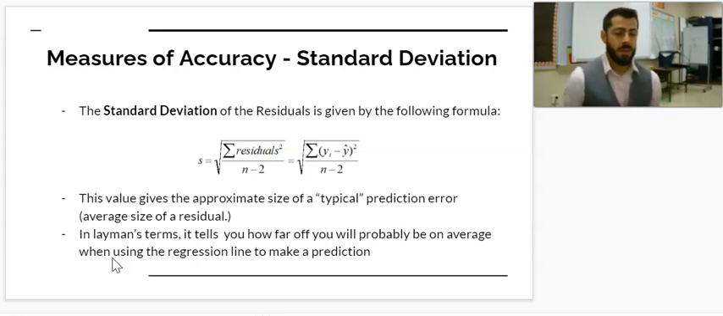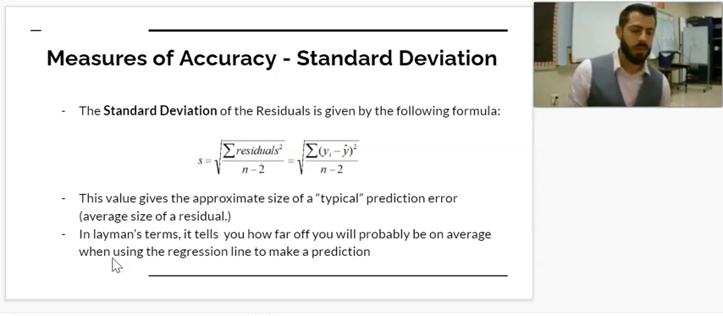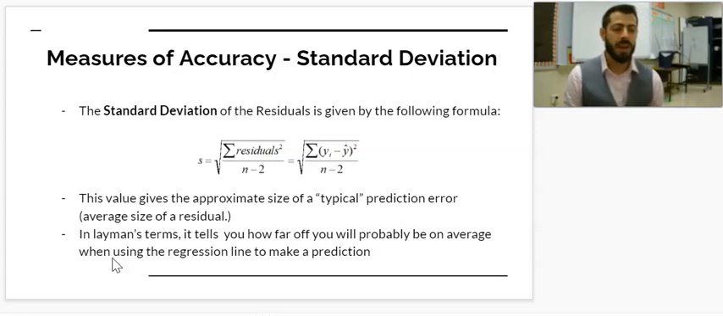This value tells you the approximate size of a typical prediction error, right? A lot of times they'll even refer to it as a standard error, even though it means something different, but whatever. The standard deviation in this case tells you how far off your line is going to be from your actual scatter plot on average, right? Typically, how far away your line is going to be from each individual dot.